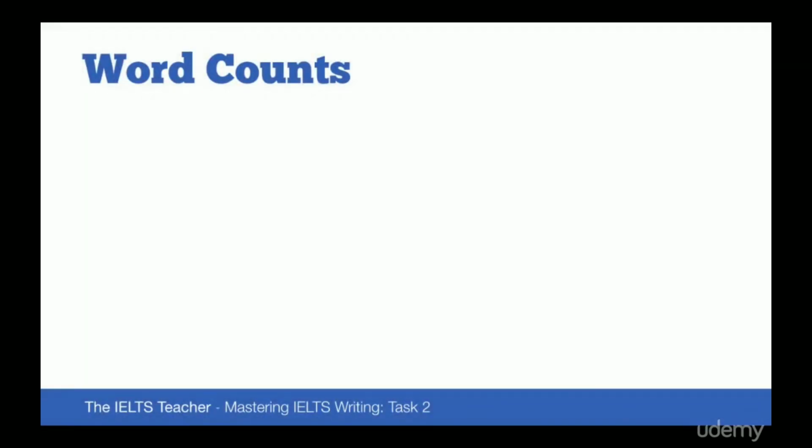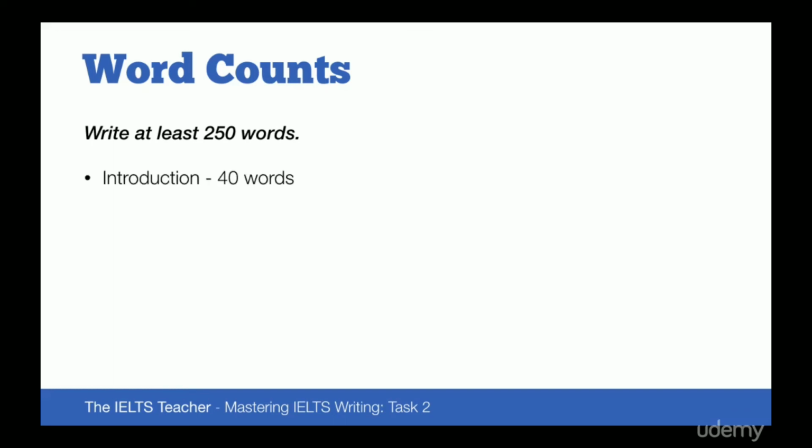Let's think about the word count then. In IELTS Writing Task 2, you are required to write at least 250 words. This is not optional, you must. If you don't write 250 words, you will lose marks for task achievement. So how should we split up these words?